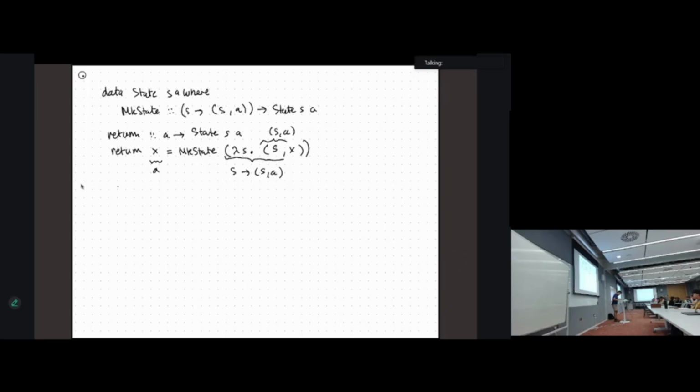So let's do the signature again. We've got a state S A, to A to state S B, to state S B. So just reading it, we're saying we've got a stateful program with some state S that returns a pure value of type A. We've got a program that, if you give it a value of type A, produces a stateful program still with the state S, but returns B instead. We want to make sure that these things kind of compose together.